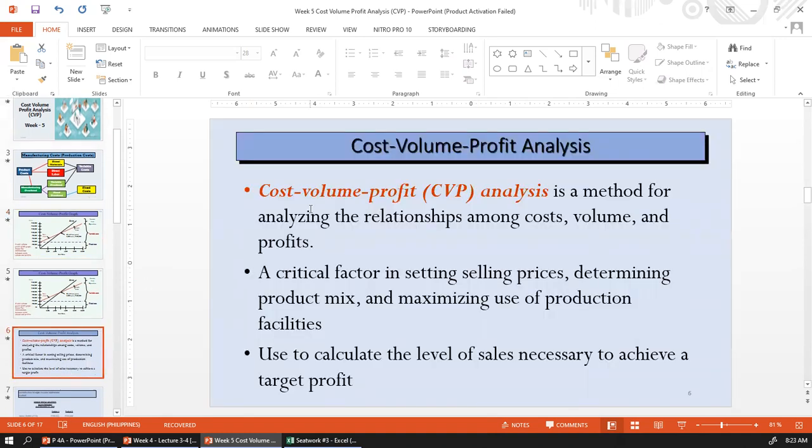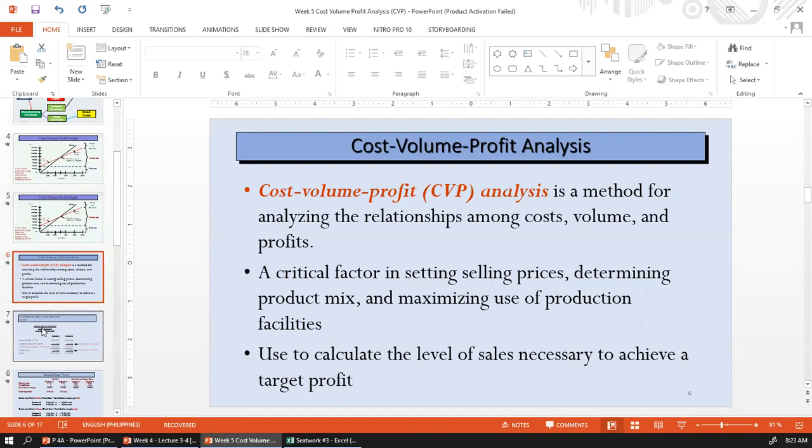So cost volume profit analysis is a method for analyzing the relationship among cost, volume, and profits. A critical factor is setting selling prices, determining product mix, and maximizing use of production facilities. It is also used to calculate the level of sales necessary to achieve a target profit. So let's have one case.